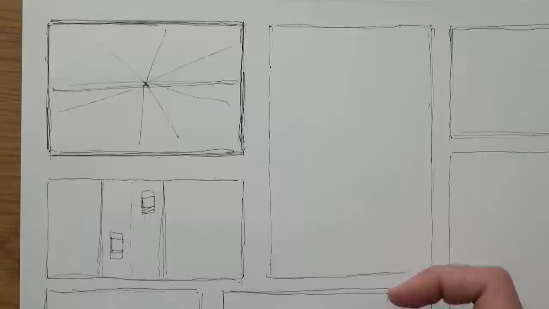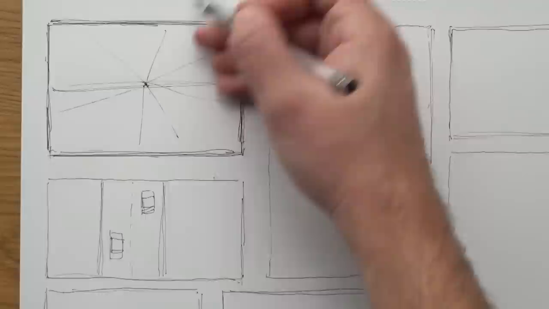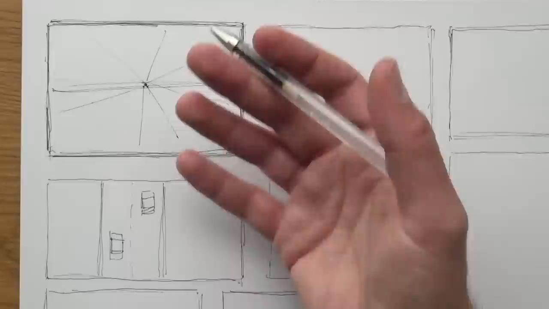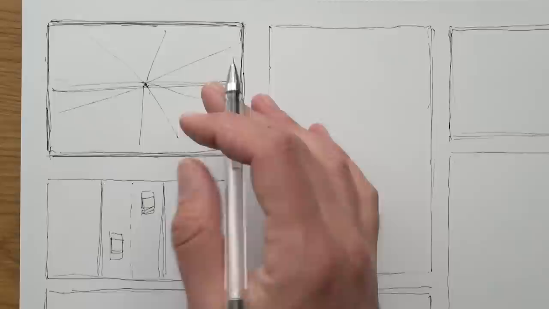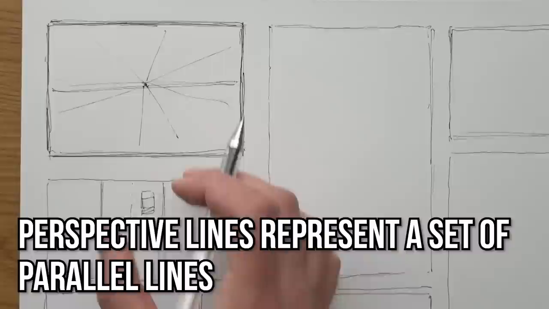If you just create this small dot on the paper and pull out of that some lines, these are perspective lines. And I actually want to start with the goal and the whole logic behind perspective lines, and let me tell you what they mean exactly. Perspective lines represent a set of parallel lines. So let's put that aside for a moment and take a look at this.